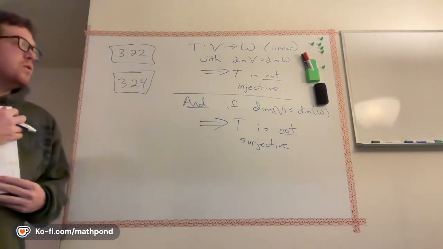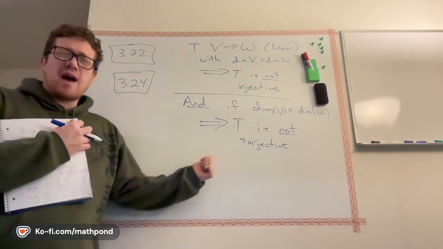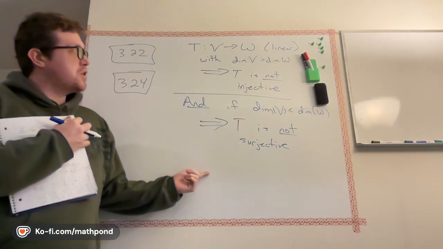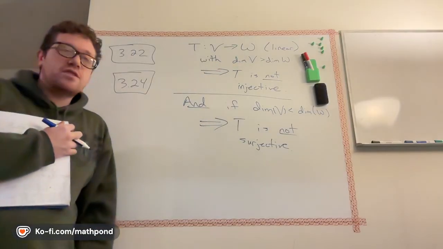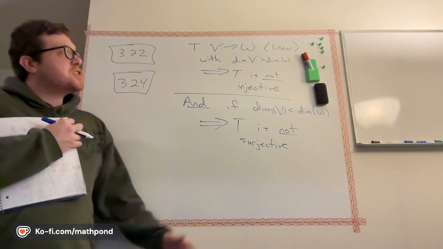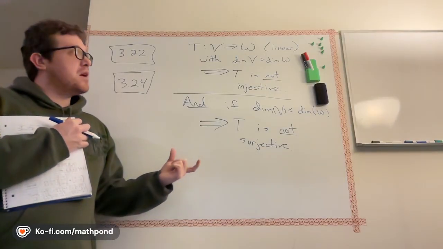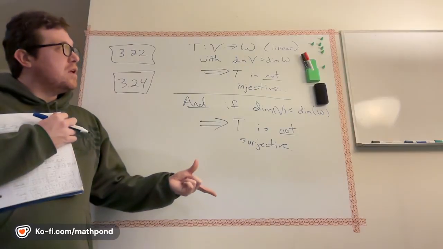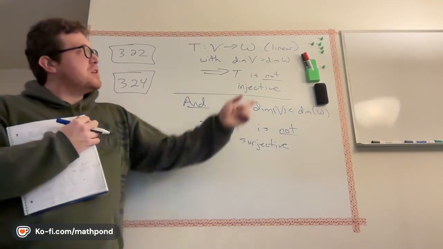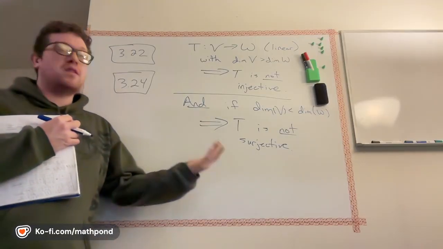All right, so why is this the case? Well, it's just a simple counting argument with the dimensions. So here in the first case, the dimension of V has to be equal to the sum of the dimension of the null space plus the dimension of the range. But the dimension of the range, it's a subspace of W, so the dimension of the range has to be smaller than the dimension of W.